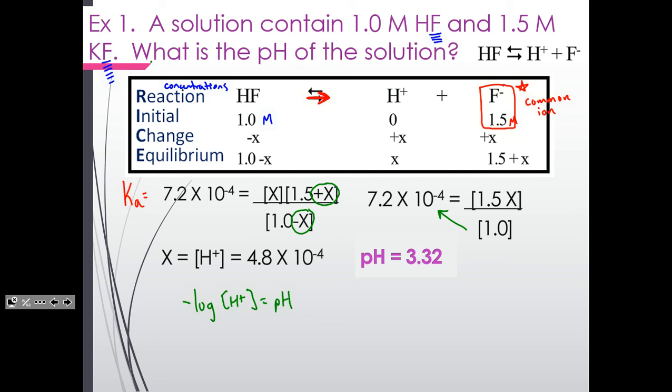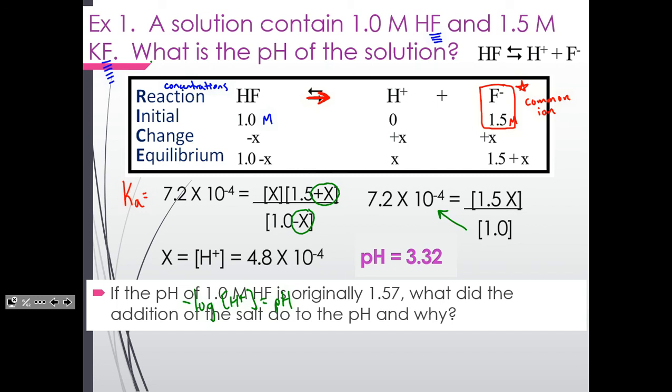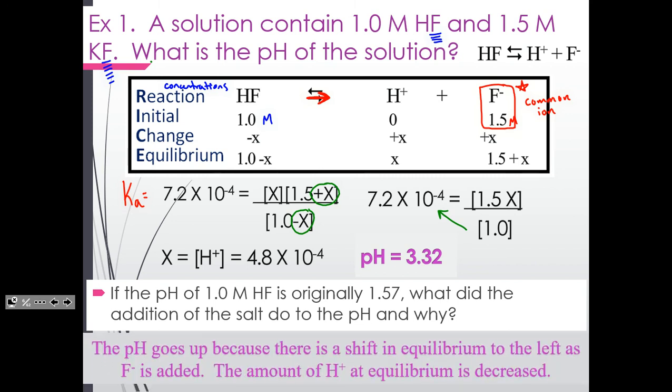Does this make sense? Well, for a weak acid solution, especially with the addition of a common ion, a pH less than 7 is appropriate. So another question. The pH of a 1 molar HF is originally 1.57, which is lower than 3.32. What did the addition of the salt do to the pH and why? Well, the pH went up, right? It went from 1.57 up to 3.32. The pH is going to go up because remember, there was a shift in equilibrium which reduced the number of H+ ions. And if we reduce the H+ ions, we actually increase pH because remember, pH is the power or the potential of hydrogen in solution.